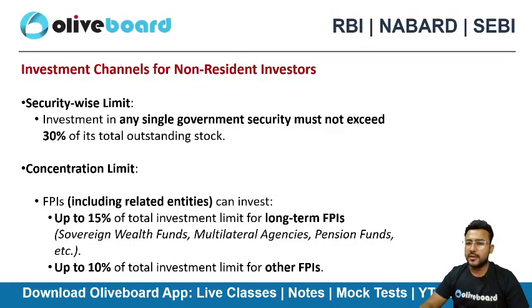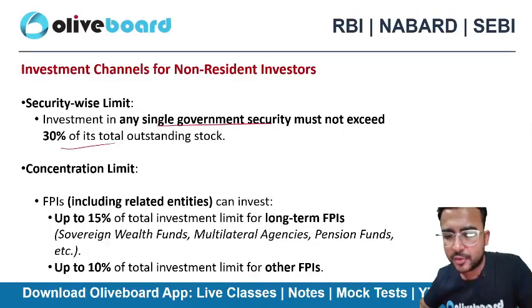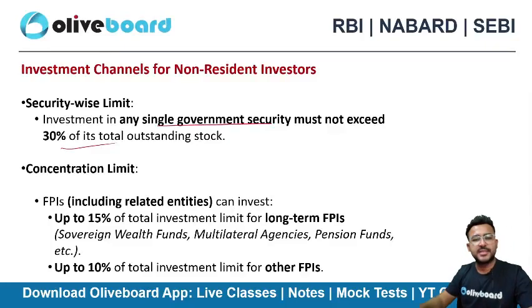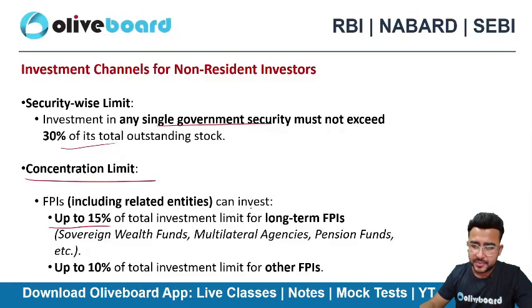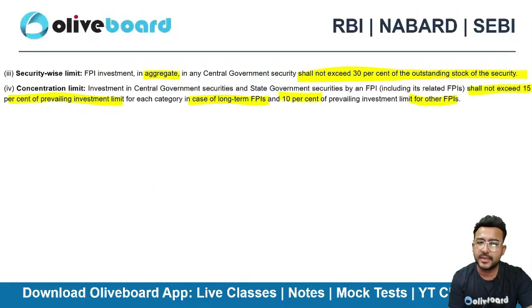Investment channel for non-resident investors. So security-wise limit is also there. Investment in any single government security must not exceed 30%. So it's there in securities as a whole plus single government securities also. Individual basis पे भी ये limit लगी हुई है. There is a concentration limit as well, up to 15% for the long term, and for others it's 10%, so that the funds are not concentrated in some asset classes.